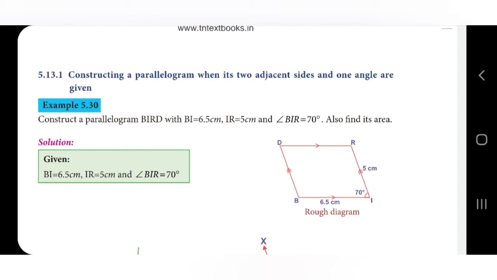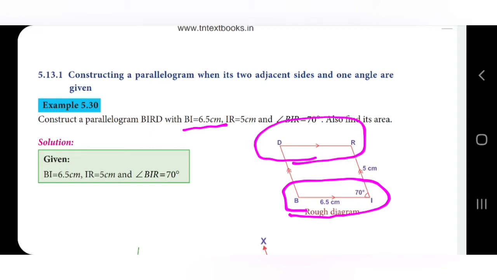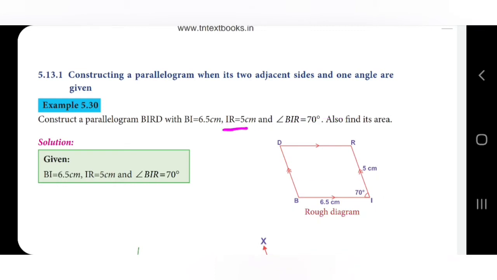So how to construct it? Construct a parallelogram BIRD. BI is equal to 6.5 centimeter. Opposite sides are equal, already we have learned in the properties. So the opposite side DR is also 6.5 centimeter. Then IR is equal to 5 centimeter. The opposite of IR is BD, which is also 5 centimeter.